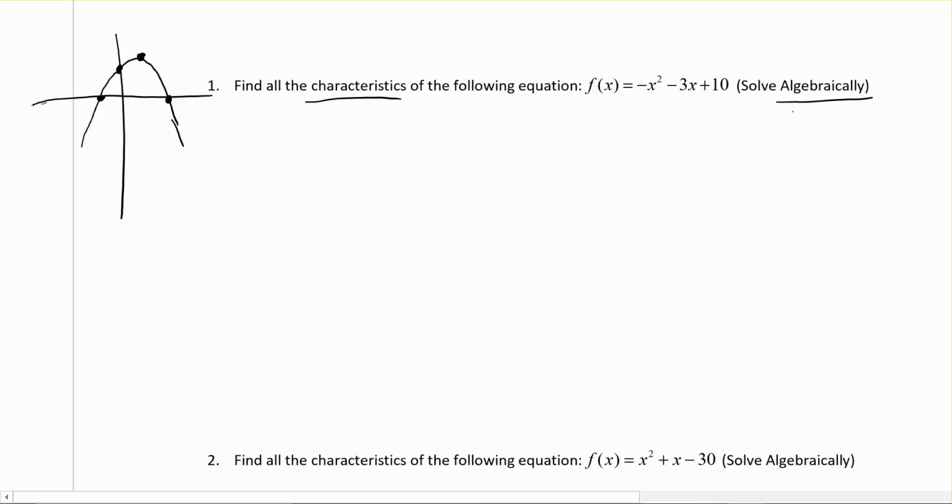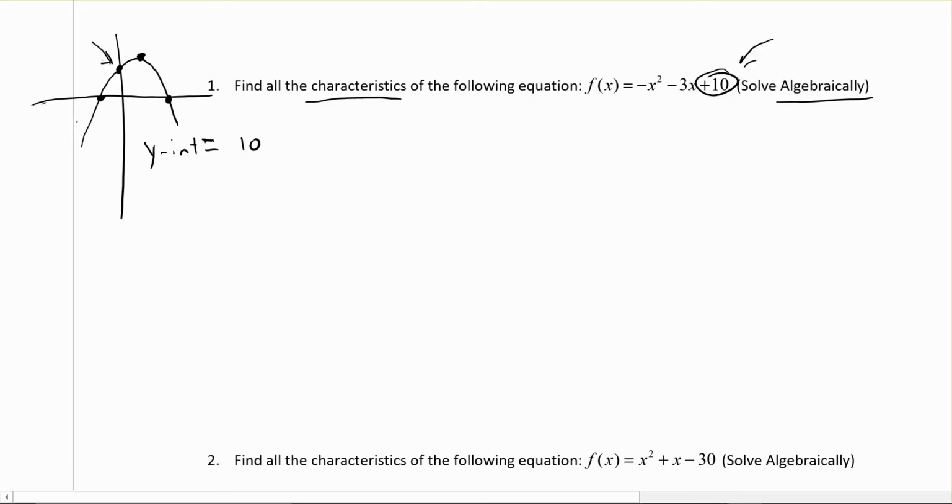So I'll just write down what we want to start looking for. First one is the y-intercept. If I want to find the y-intercept, it's already in a great form because remember the last number when it's in standard form, that is the y-intercept. So the y-intercept here is just going to be equal to 10. So one down, we've got that dot figured out.